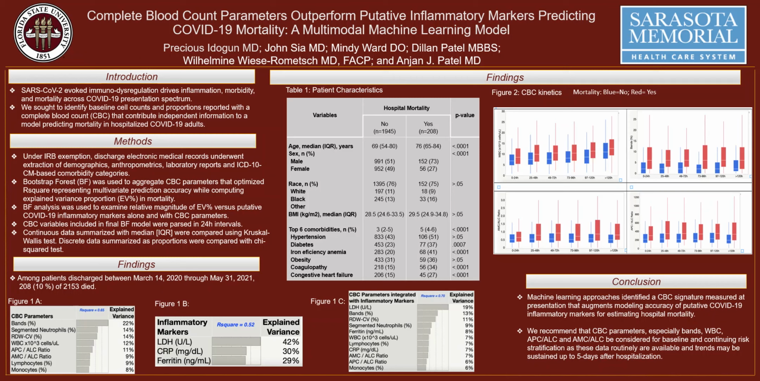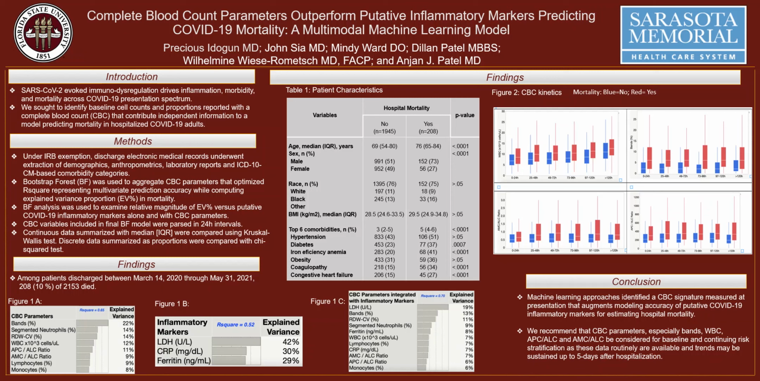For our methods, we used a retrospective design. Under IRB exemption, discharge medical electronic health records underwent extraction of administrative and clinical data. Demographics, anthropometrics, vital signs, laboratory tests, and comorbidity categories were included. Univariate logistic regression was used to identify CBC parameters and ratios associated with hospital mortality. A two-way ANOVA was employed to compare survival versus non-survival pathways.